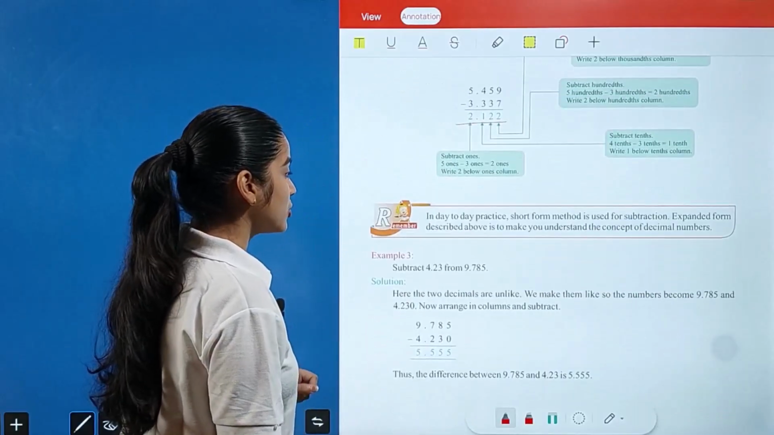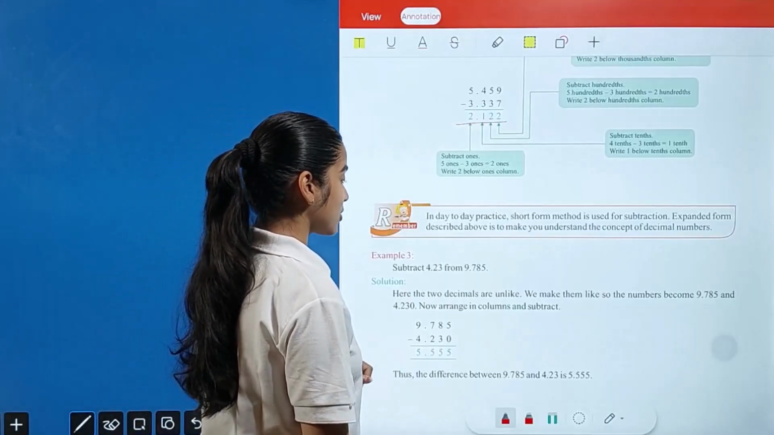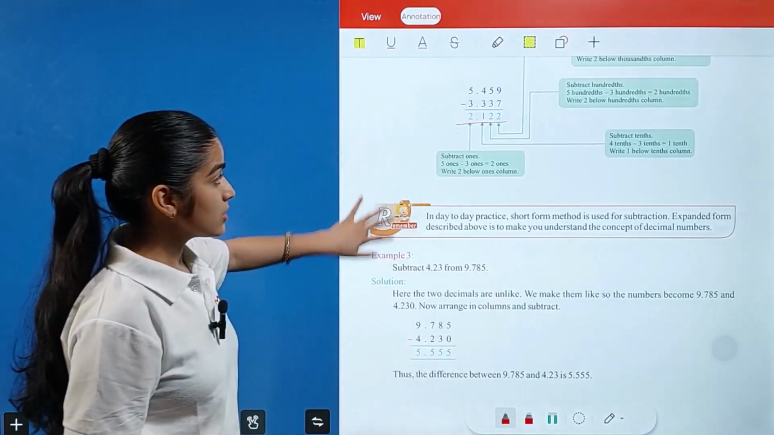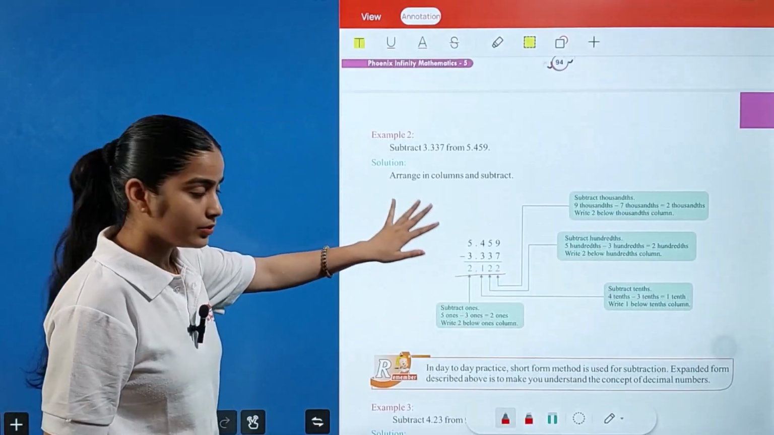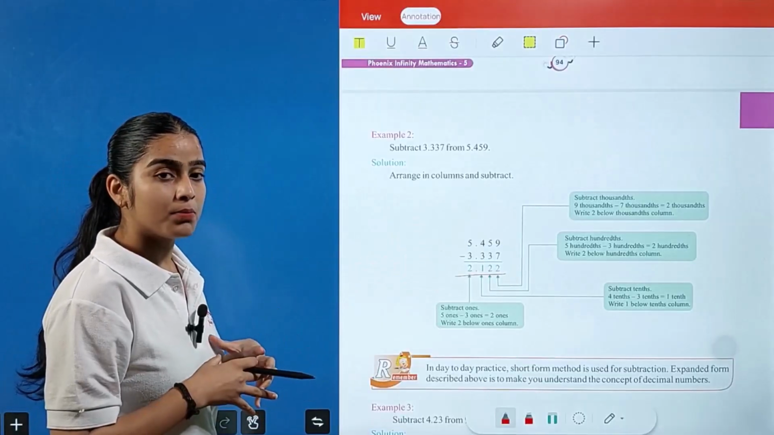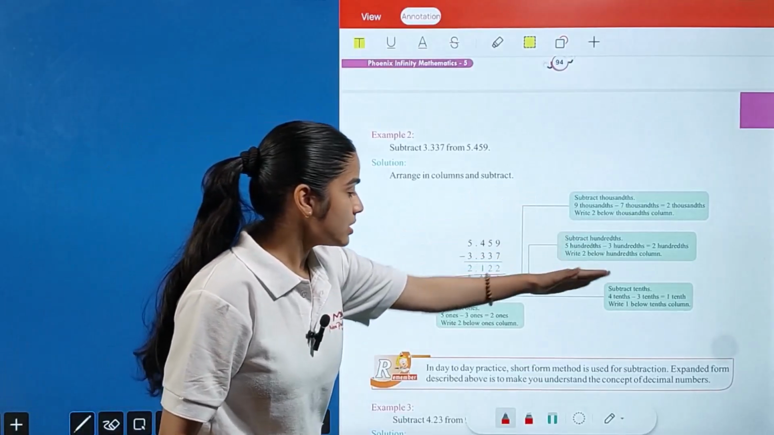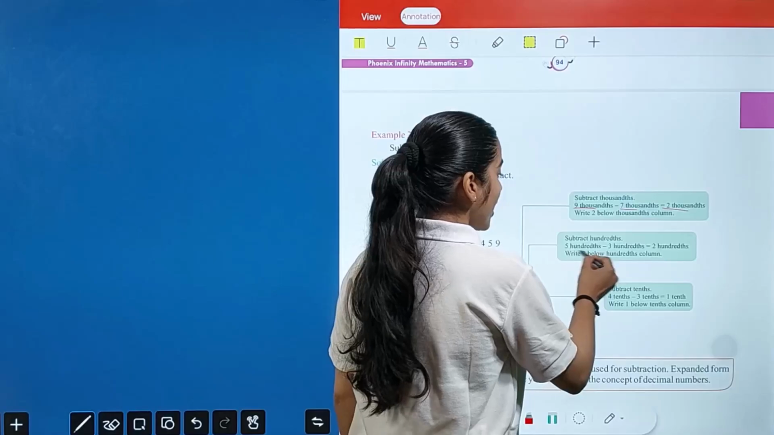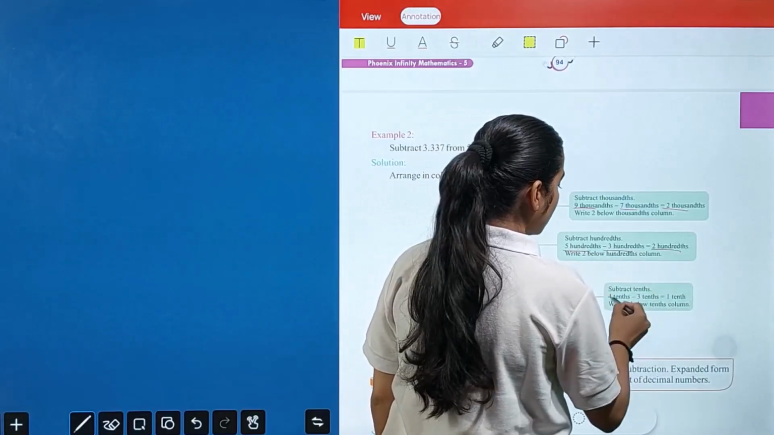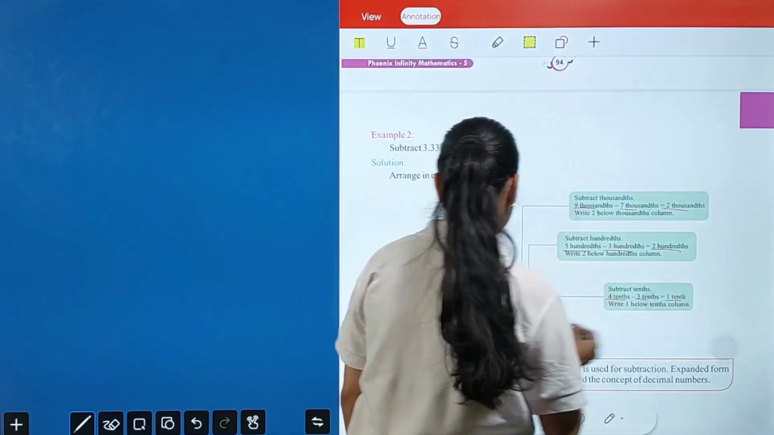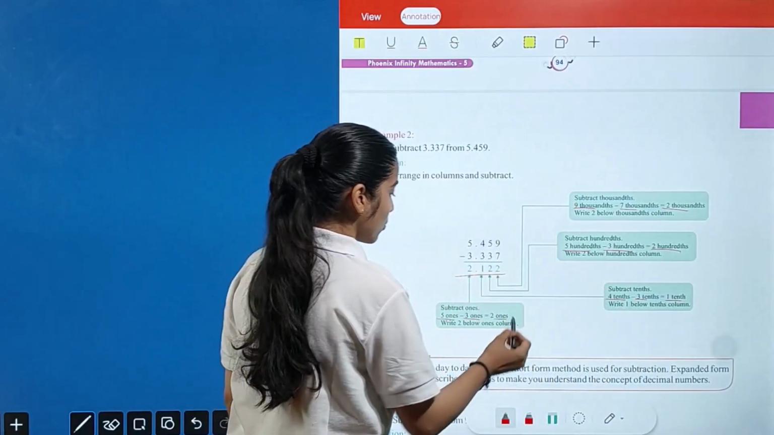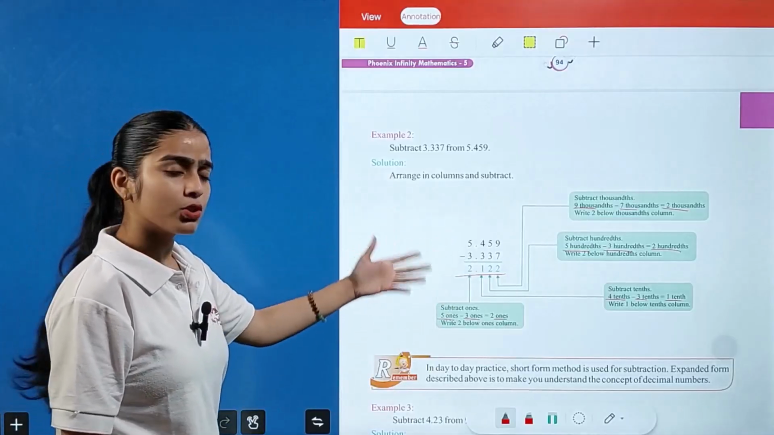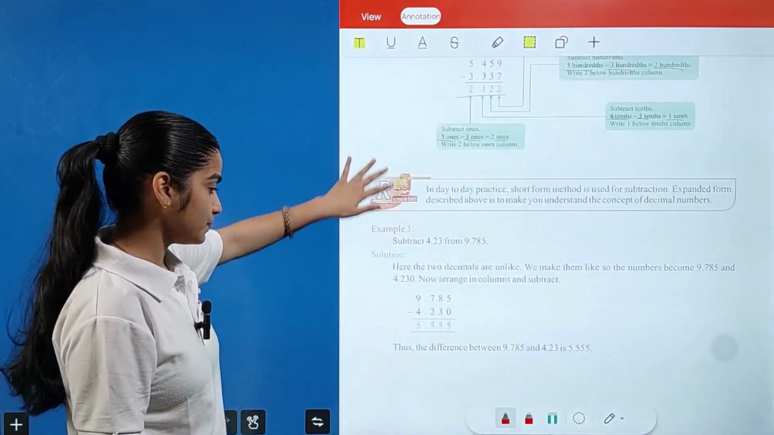In day-to-day practice, the short form method is used for subtraction. The expanded form described above is to make you understand the concepts of decimals. So this way, you can easily subtract. For an easy and brief explanation, we are doing this here. For example, 9,000 minus 7,000 is 2,000. 500 minus 300 is 200. 4/10 minus 3/10 is 1/10. 5 ones minus 3 ones is 2 ones. If you want to make this question brief, you can take your question like this as well. Or if you want a short form, just the direct answer, you can opt for that also.